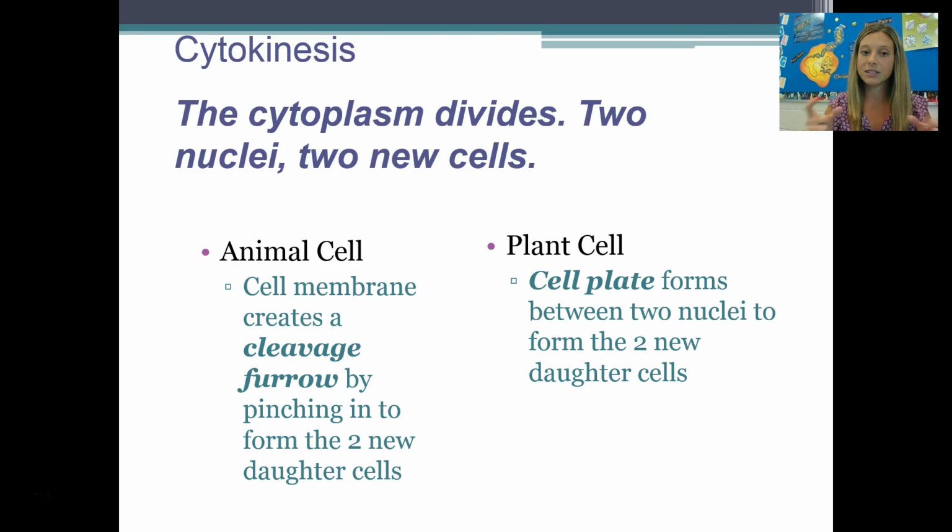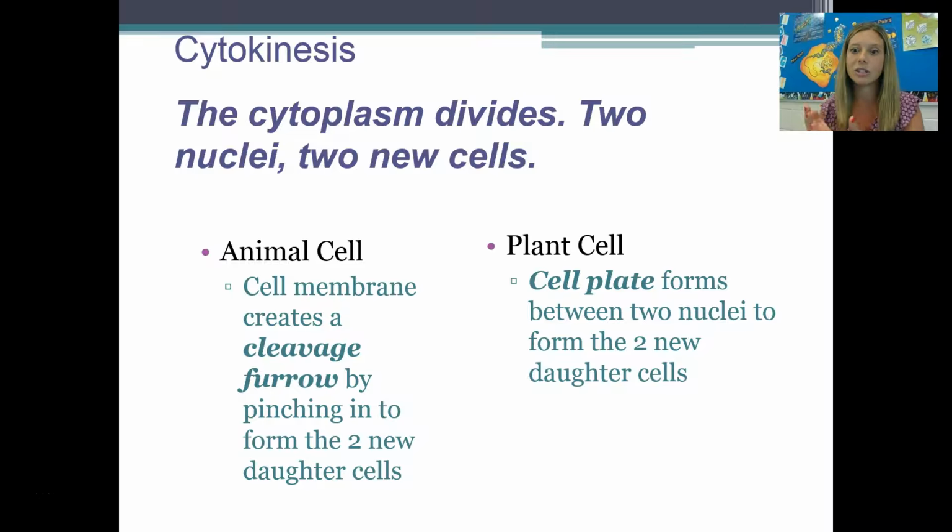In animal cell, remember the cell membrane started to pinch in? It forms what's called a cleavage furrow, and then that's going to pinch all the way in cytokinesis so that you end up with two complete daughter cells. Now in plants, you're not going to have a cleavage furrow. You're going to have a cell plate start to form in between the two cells in cytokinesis, and that's going to be what becomes your cell wall.